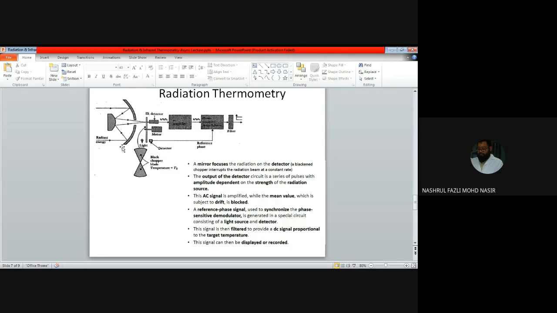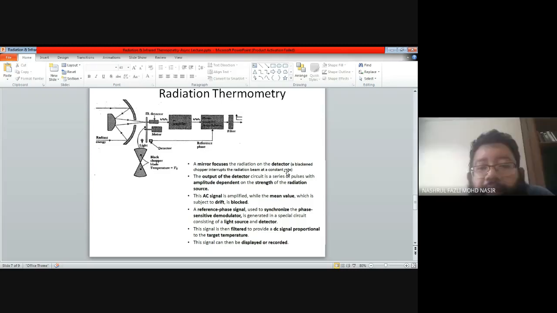You have a mirror, which focuses the radiation on the detector. So this will concentrate the radiation, the radiant energy, or heat. And then we have a blackened chopper that interrupts the radiation beam at a constant rate. So we have a black chopper blade here to interrupt the radiation beam at a constant rate.